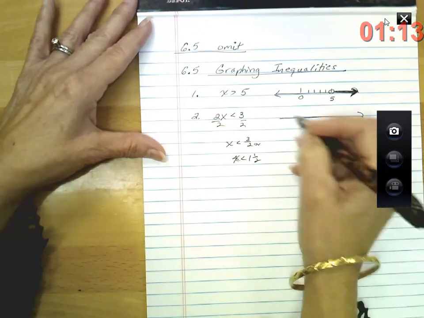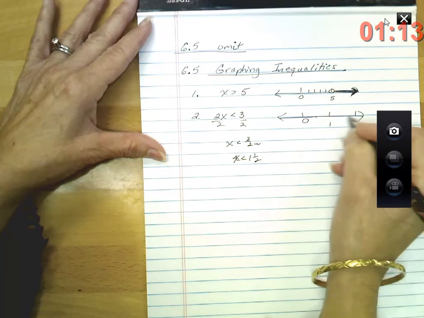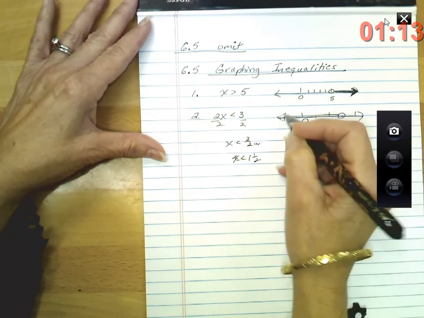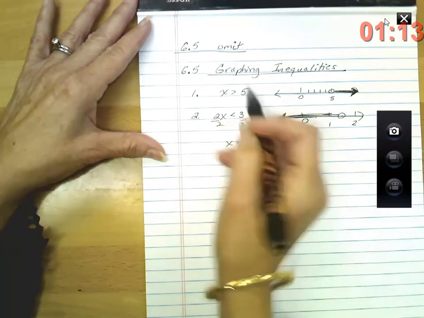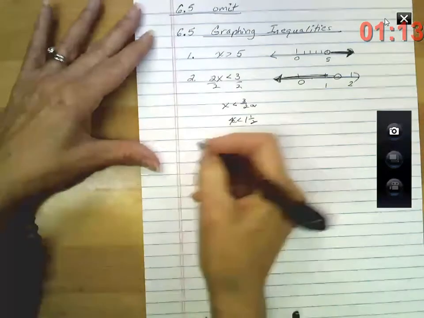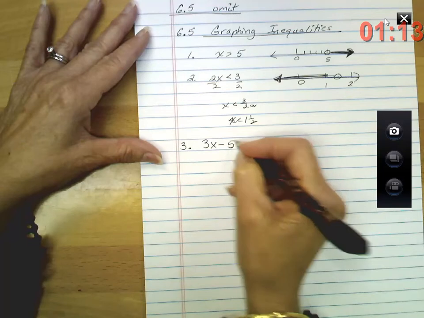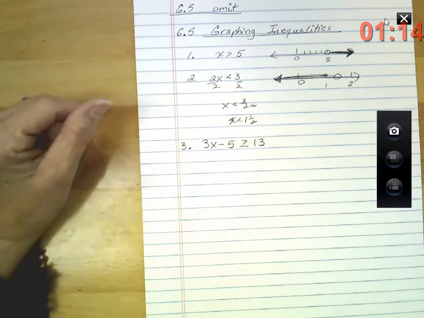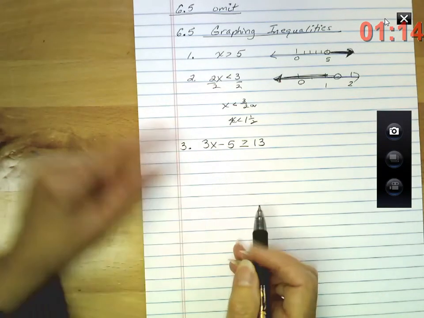Okay, so here's 1.5. It points that way, so you shade that way. This one pointed that way, so you shaded to the right. Then they get more and more complicated. It looks exactly like an equation, ax plus b equals c type of equation. You solve it.